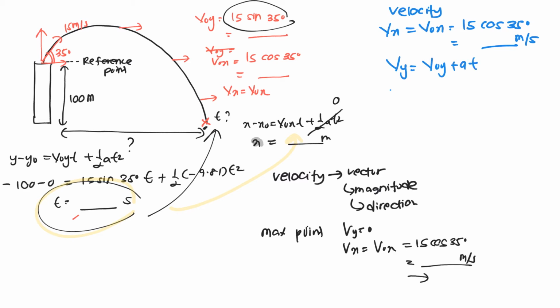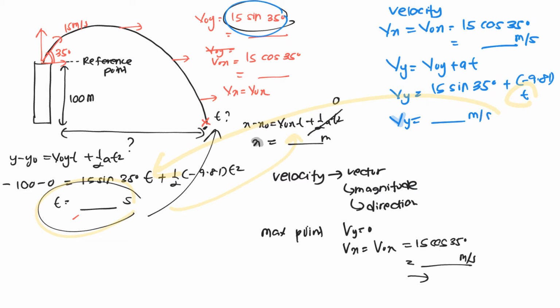Okay, so Vy, you didn't know, V naught y is 15 sine 35 degrees, plus with the a here, you get negative 9.81, and t you are going to get from here. So basically you are going to get the final velocity before it reaches the ground.